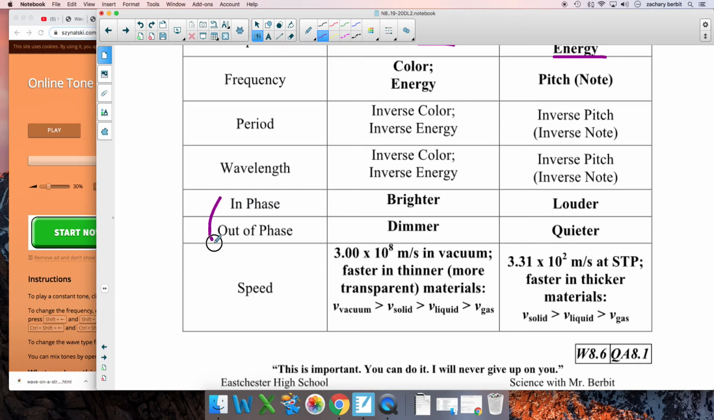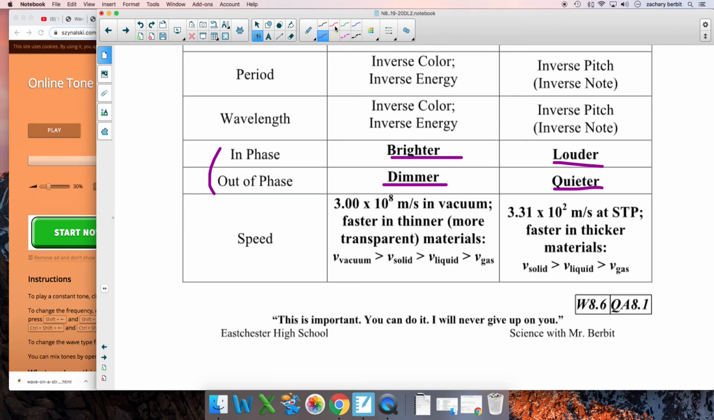This stuff we'll get to later with interference, but when two lights are in phase, they appear brighter. When they're out of phase, they appear dimmer. When their sounds are in phase, they appear louder. And so your speakers, you try to set them up that way. Multiple speakers, where you put them matters, because if they come to you out of phase, the sound is quieter, in phase louder.